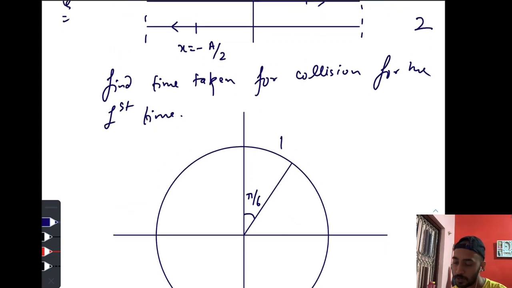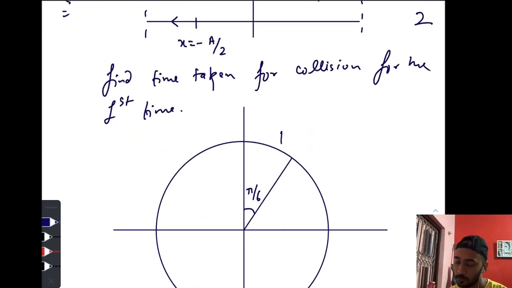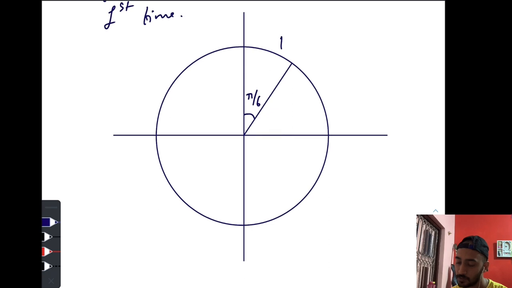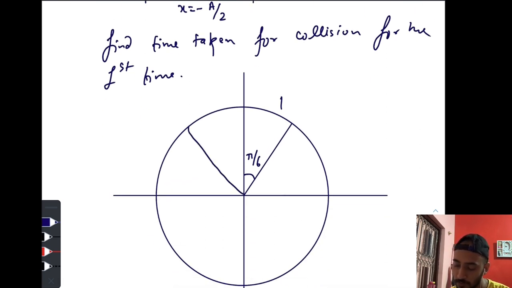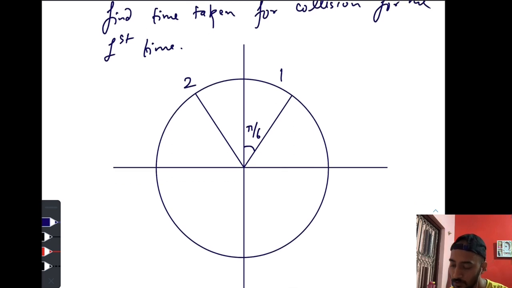Okay, now particle 2 is at x equals minus A by 2 and velocity is negative. Oh, wait a minute, let me take velocity positive, otherwise they won't meet. So if velocity is positive, the radial vector would remain in this situation. This one is pi by 6.